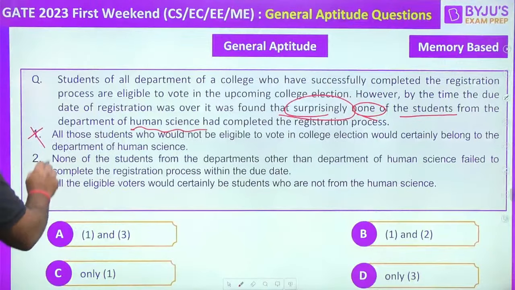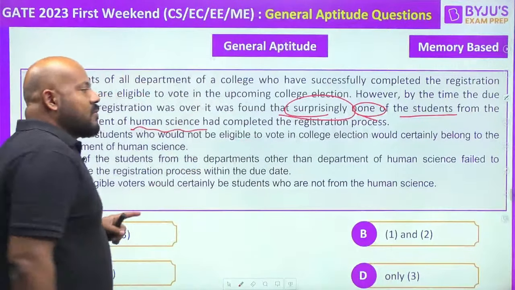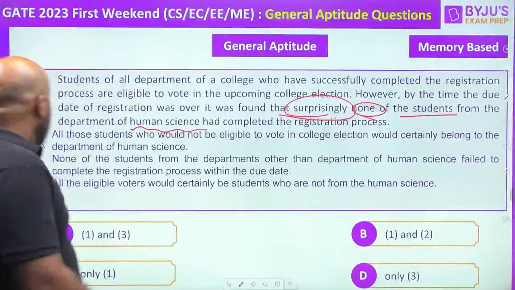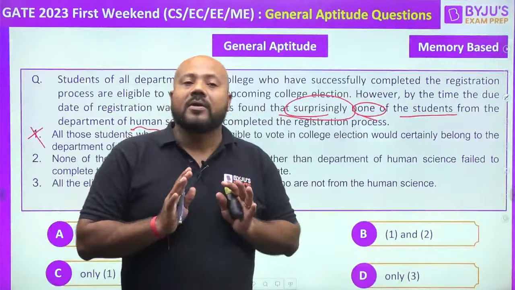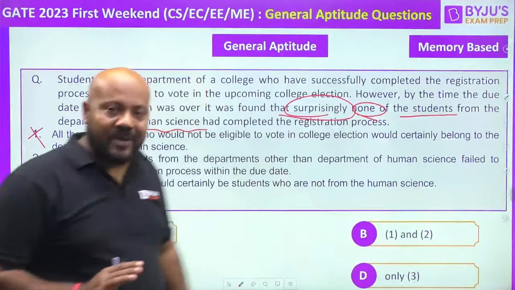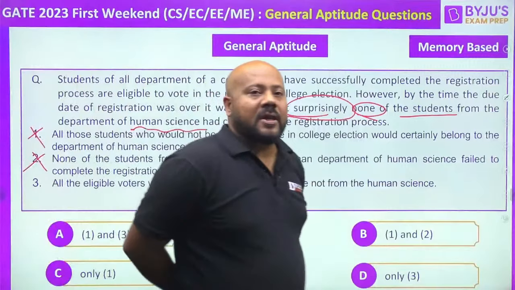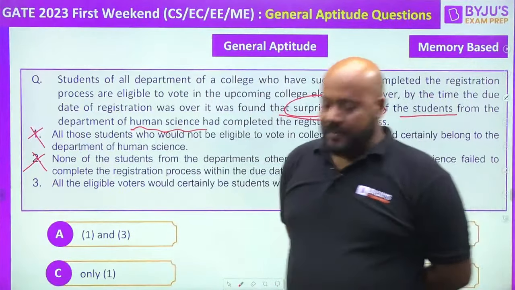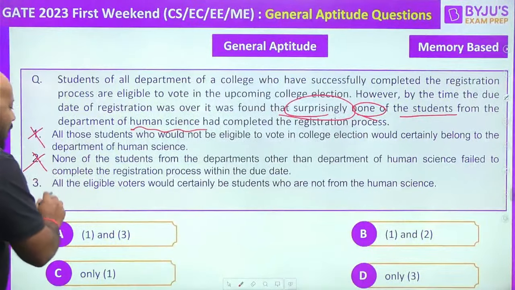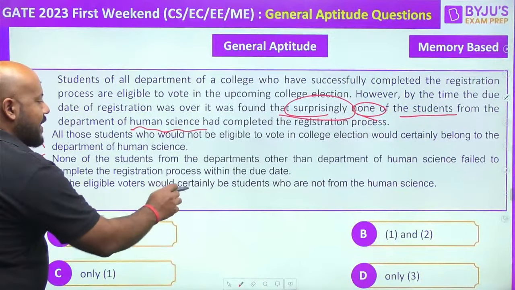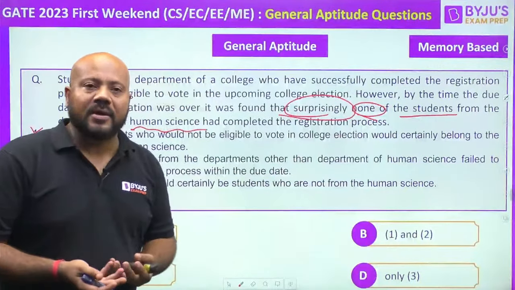Statement 2. None of the students from the departments other than the Department of Human Science failed to complete the registration process within the due date. Again, this is also wrong because nothing is mentioned about the other departments. So statement 2 is also going to be wrong. Let us read statement 3. All the eligible voters would certainly be the students who are not from the human science. Now, this is 100% correct.